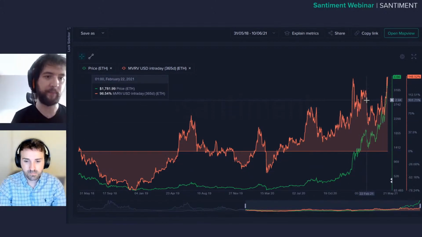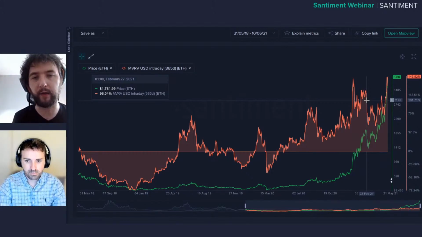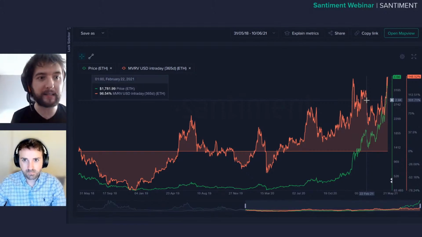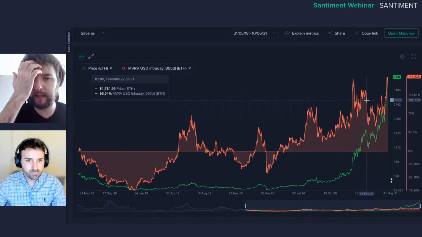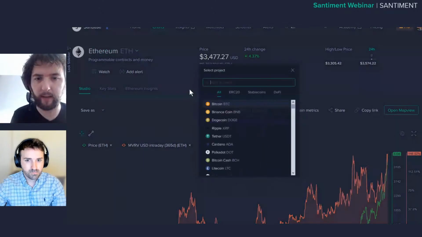Now, obviously, this doesn't have to mean that Ethereum is going to immediately correct or that this is the end for Ethereum's rally overall. It does, however, signal that, at least according to MVRV, Ethereum is showing some overvalued signs, and that both long-term and short-term holders are currently quite a bit in profit and could begin realizing those profits, and as a result applying downward price pressure.